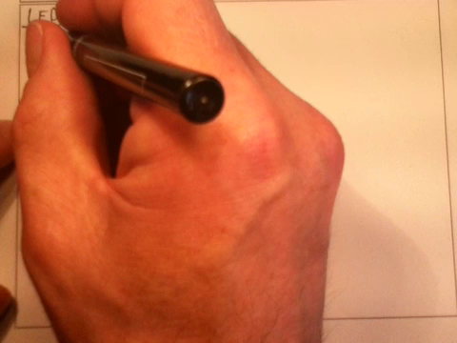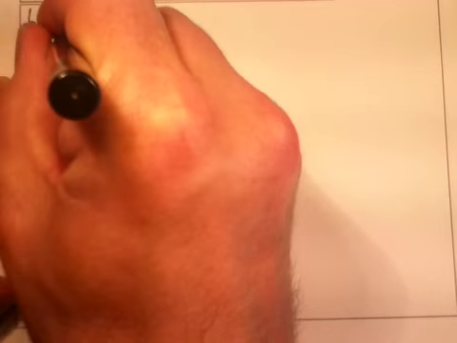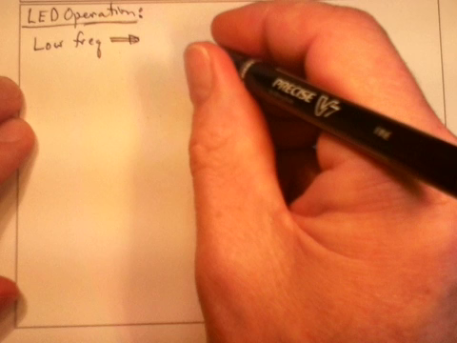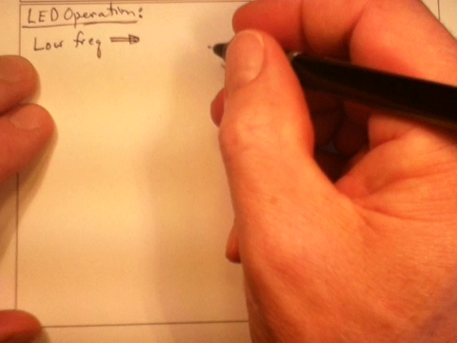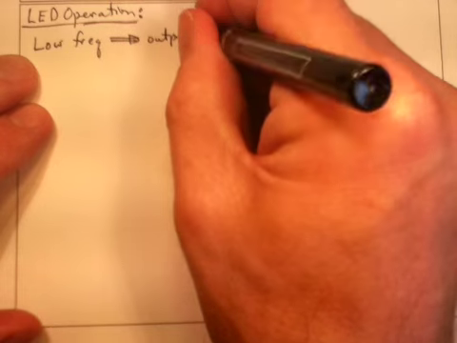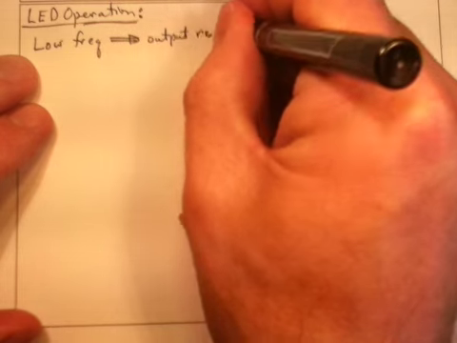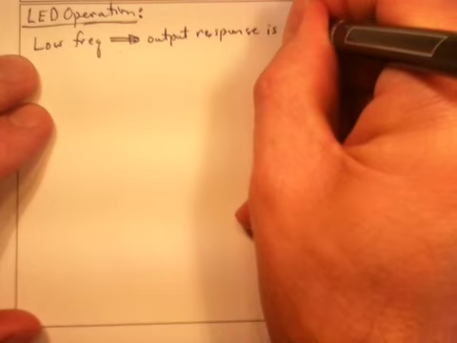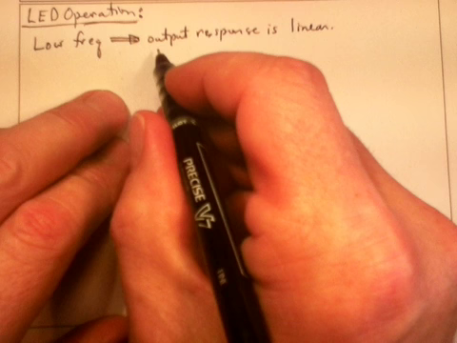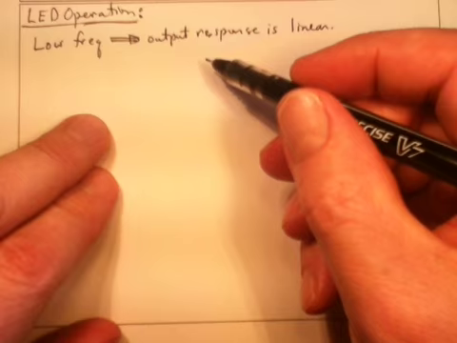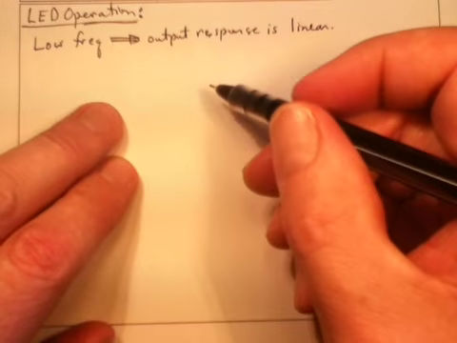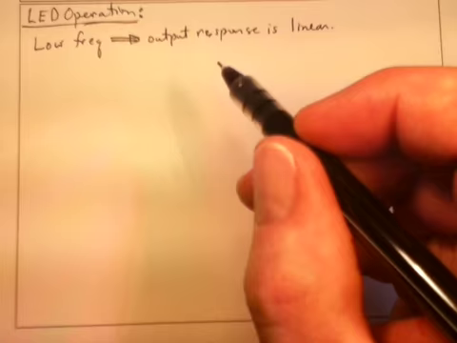So at small, low frequencies, the output response is linear. Okay, and we can predict the output power by looking at the input current.